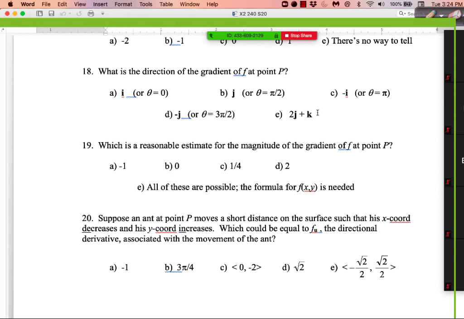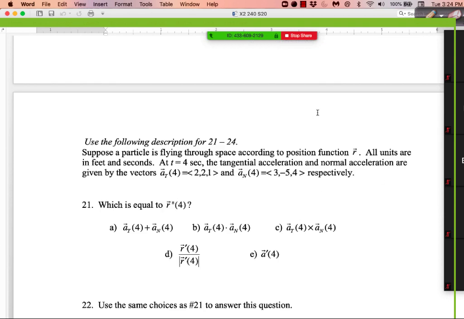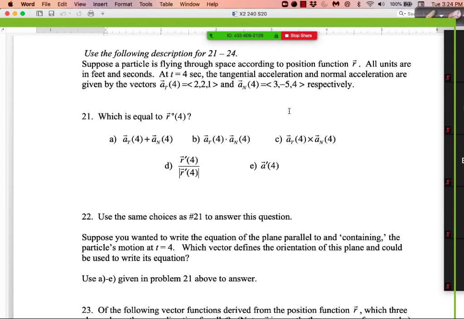The next core question is number 21. So we've got a particle flying through the air, and at t equals 4 seconds, I'm giving you the tangential component of acceleration and the normal component of acceleration as their vectors, right?